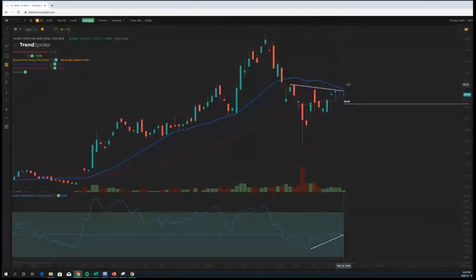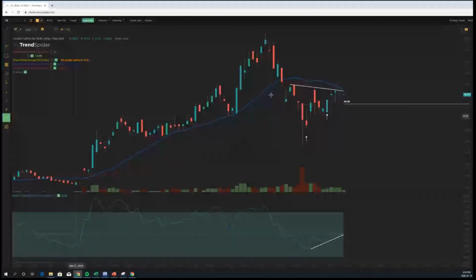So if it can break out, you've got higher lows here as well. We'll draw a couple of arrows. There's a higher low, and then you've got your second higher low here, and this would be the third higher low if it breaks out. And then you just want to gradually move your stop up if it breaks out.